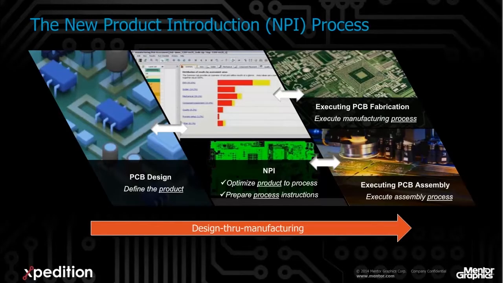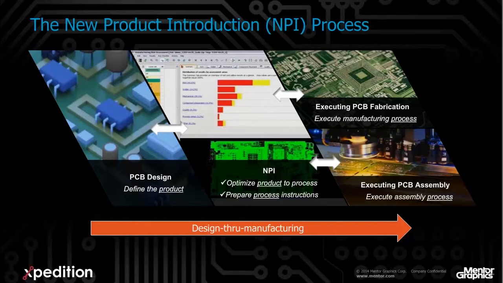First, what do we mean by new product introduction in the context of PCB design and manufacturing? The essential point is the transition from the design domain, where the primary focus is creating the model of the product, to the manufacturing domain, where the main focus is defining and running a suitable manufacturing process that results in high quality, lowest cost production.